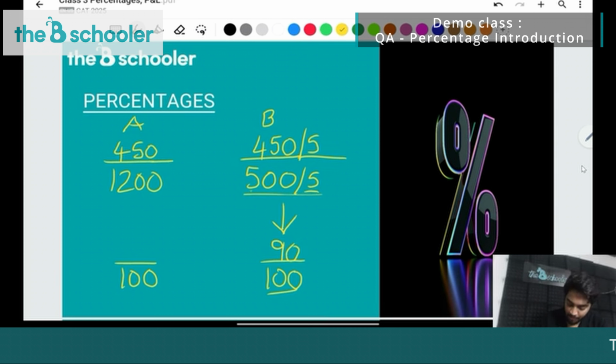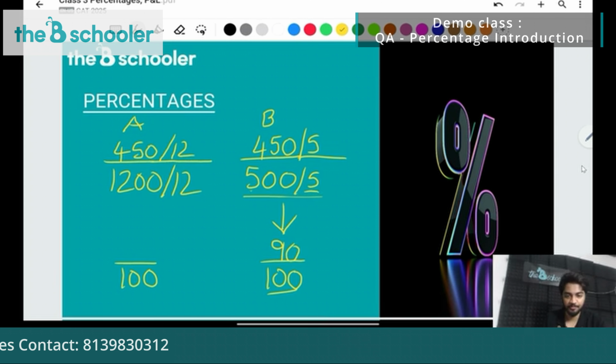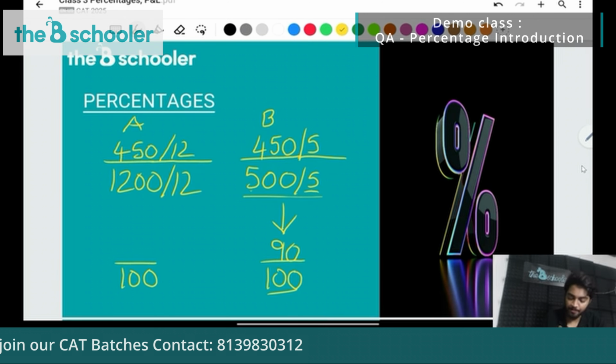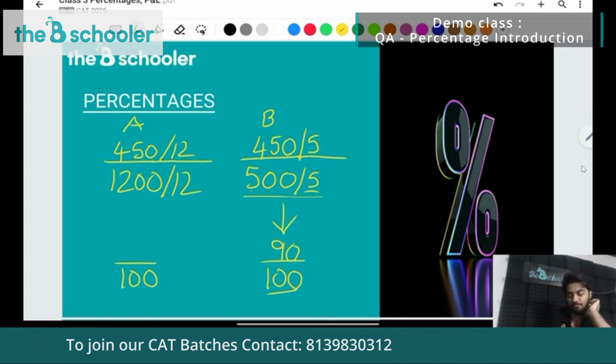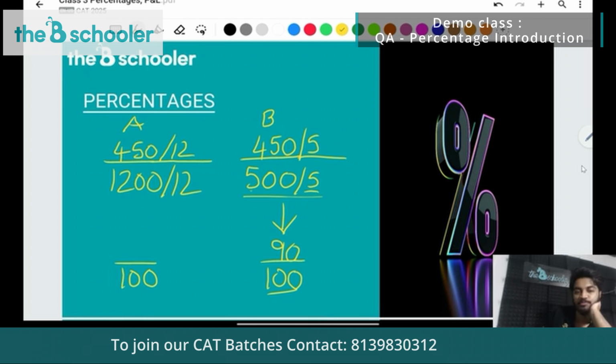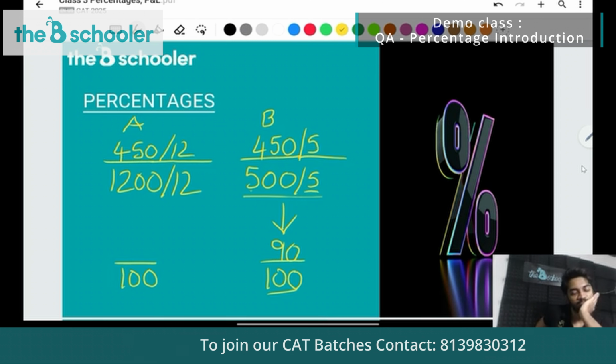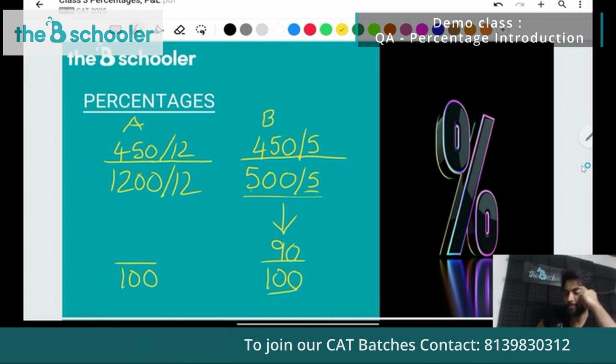Either same thing if I have to do for person A, 1200 I have to divide it by 12. Correct? So if I'm doing this by 12, I have to do this also by 12. Clear? So ഇത് 12 by 12 ചെയ്യുമ്പോൾ 450 by 12 എത്ര? 450 by 12.